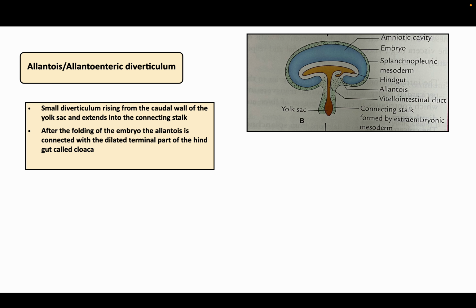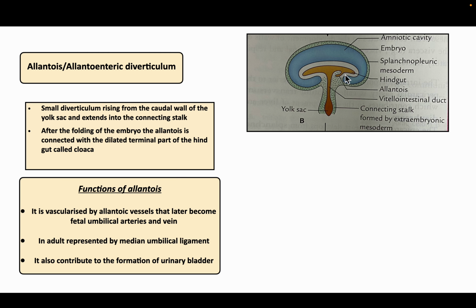Now coming to this allantois, or allantoenteric diverticulum, this is a small diverticulum arising from the caudal wall of the yolk sac and extending into the connecting stalk. You can see here. After the folding of the embryo, the allantois is connected with the dilated terminal part of the hindgut called the cloaca. Now, what are the functions of the allantois? It is vascularized by allantoic vessels that later become the fetal umbilical arteries and veins. In the adult, it is represented by the median umbilical ligament. It also contributes to the formation of the urinary bladder.